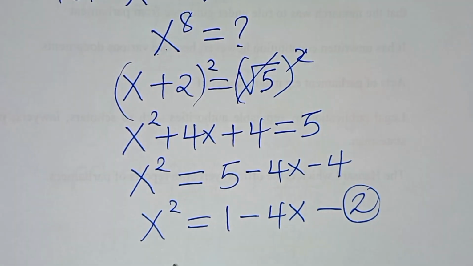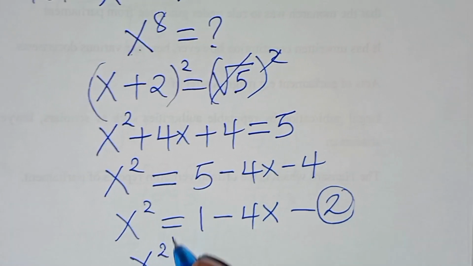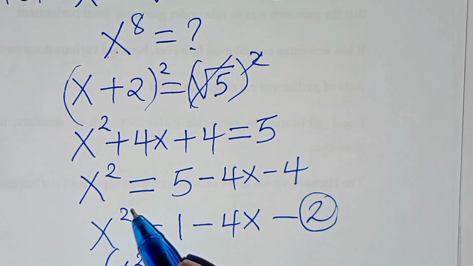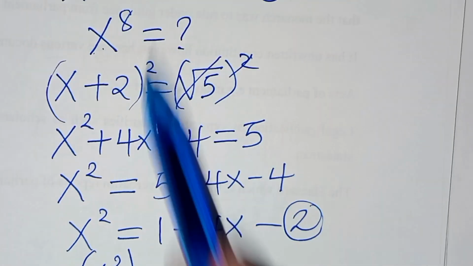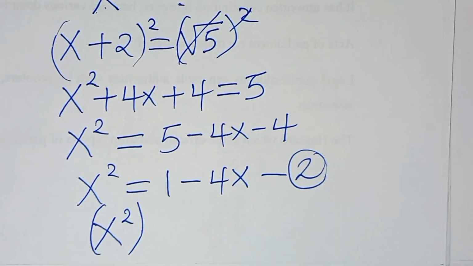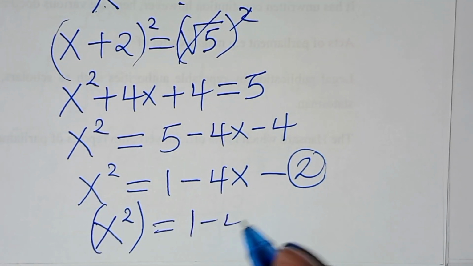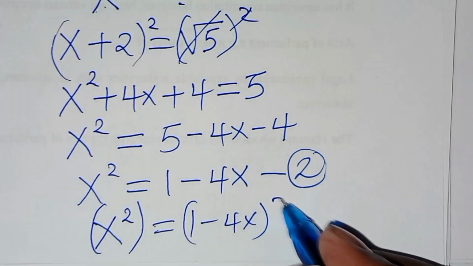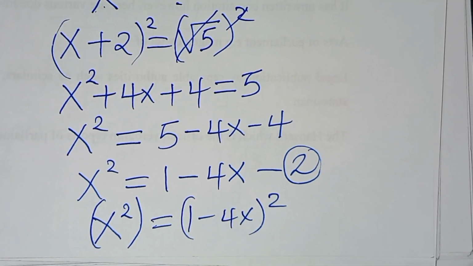The next step here, let's still expand this. We have x to power 2. We need to have x to power 8. So let's continue to expand this equation. So this is equal to (1 − 4x) raised to power 2. So let's proceed.